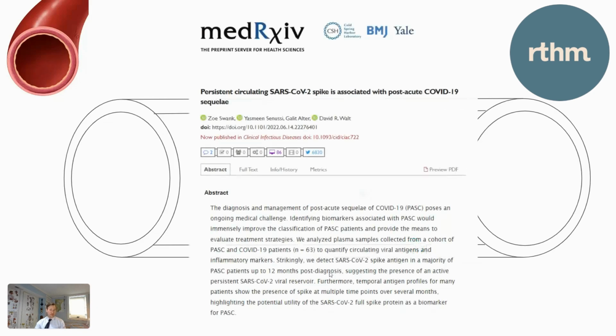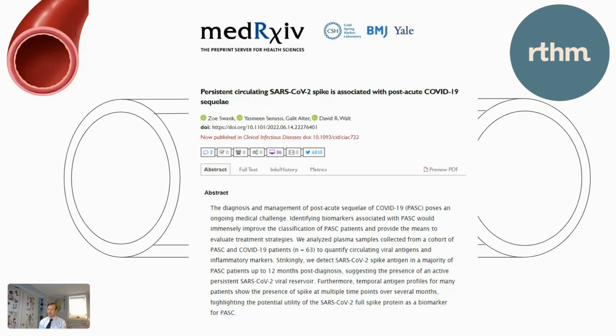So I know this. This is another article that came out of Harvard University. They used an assay called the Simoa assay, and the Simoa assay was able to identify, I've seen that Eddie has a quick question here, and I'll get to that, that there might be free-floating spike in long COVID patients.